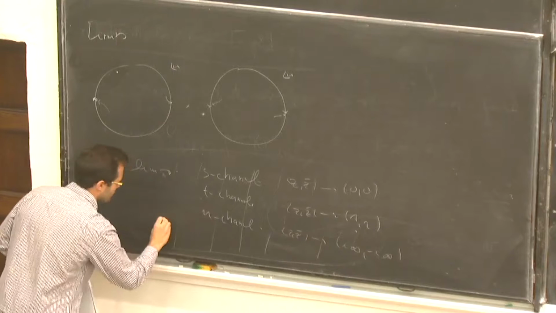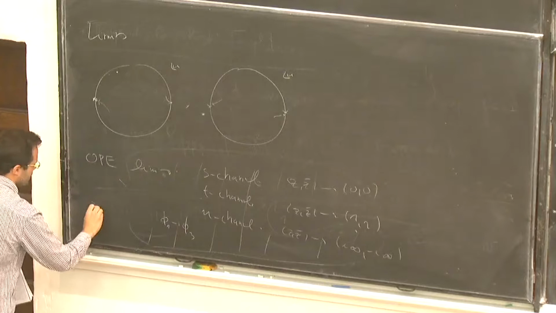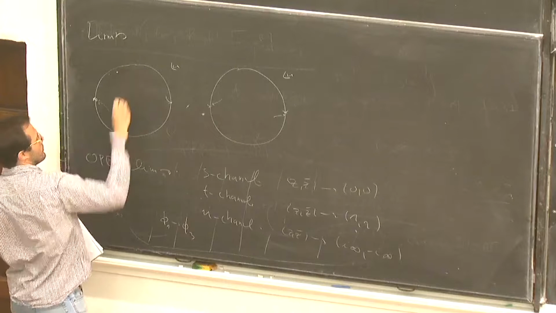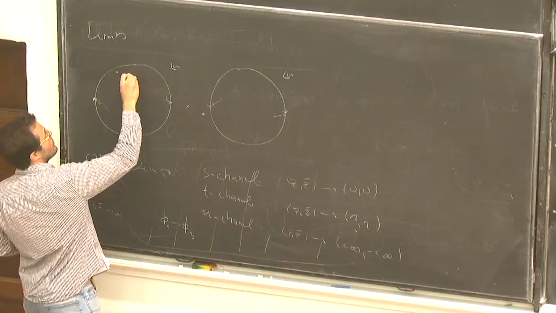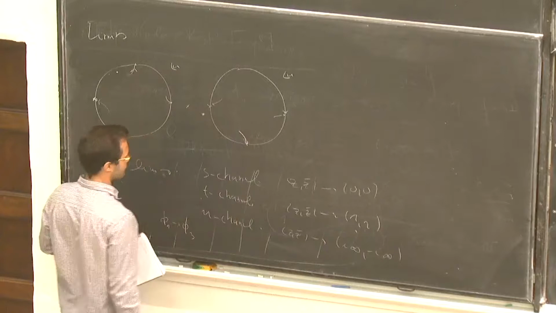So in this picture, U-channel means that operator 1 approaches operator 3. In particular, Z bar goes to infinity, but we need to be careful in which way they go to infinity. And the best way is to go to Euclidean signature, where Z and Z bar are complex conjugates of each other. So we approach this point in the W coordinate and this point in the W bar coordinate. So those are the OPE limits.